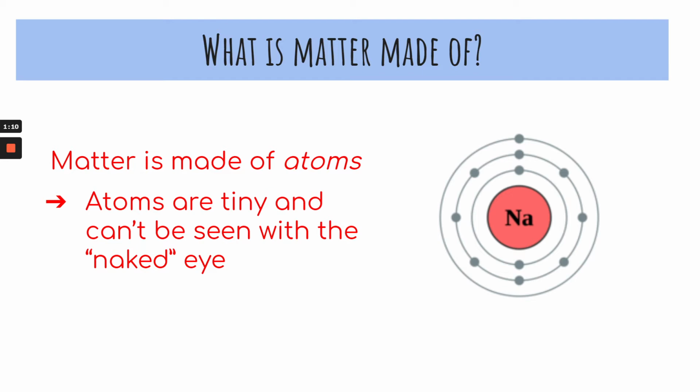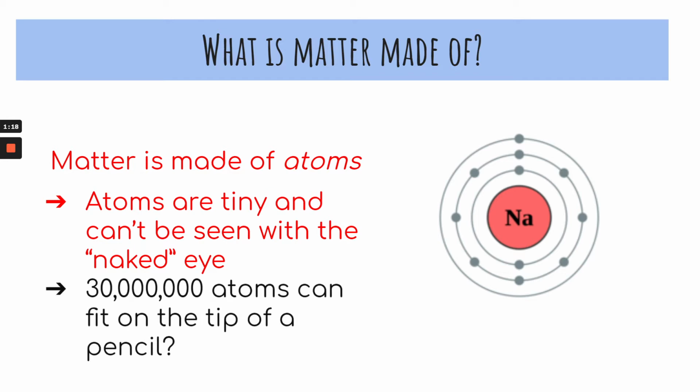If you look at your computer or your paper or whatever you're writing with, you can't see the atoms that are there. And atoms are actually so tiny that 30 million atoms can fit on the tip of a pencil. So the tip of your pencil or even your pen, 30 million atoms can fit there. That's how tiny they are. So matter is made of atoms, and atoms are super tiny.